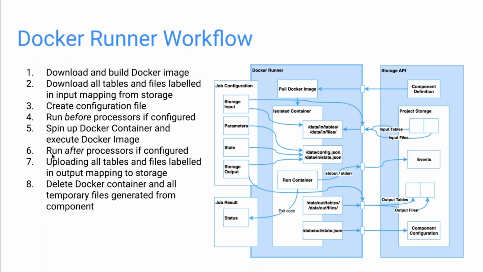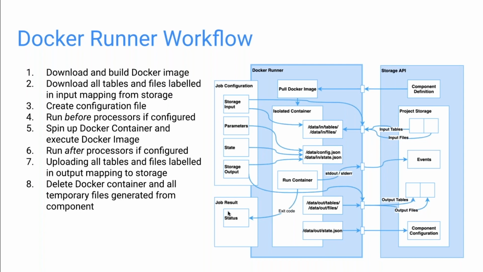After it's been executed, it will be uploading all tables and files labeled in output mapping. Okay, so here storage output is basically the job configuration. That's where we're going to define the outputs from the container, where it is going to be stored in our storage API. If you look at this, follow this line over here. This component will be exporting this table with this definition, and it will be put back into Keboola storage output tables or buckets.